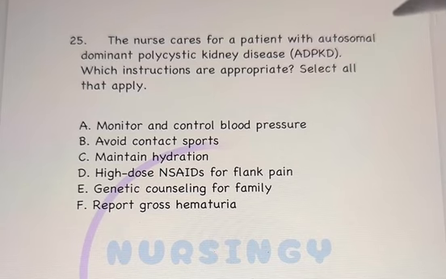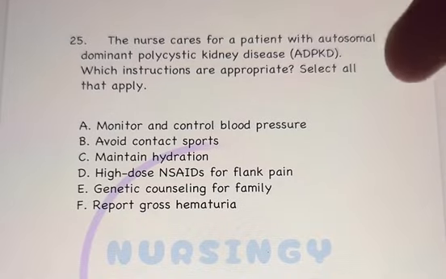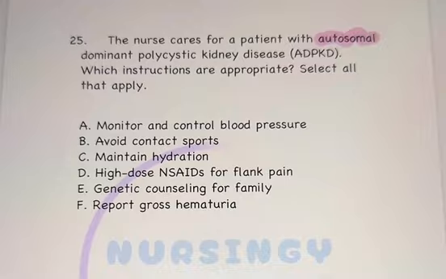What about this one? The nurse is caring for a patient with autosomal dominant polycystic kidney disease, ADPKD. Which instructions are appropriate? This is an inherited genetic disorder because it's autosomal. It usually has sacs, kind of cysts, in the kidney, and they can get bigger. Monitor and control blood pressure.